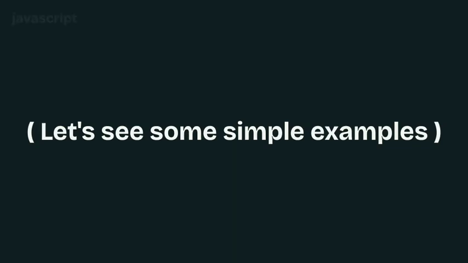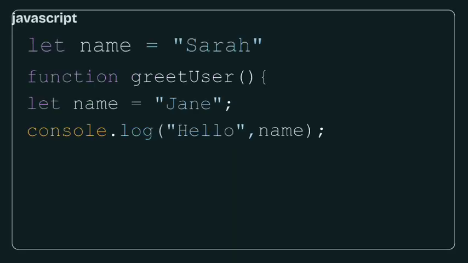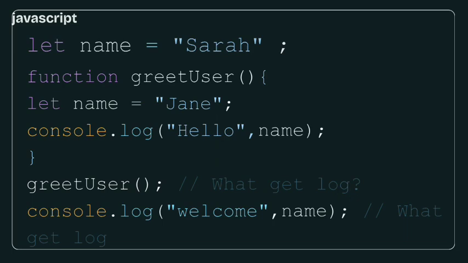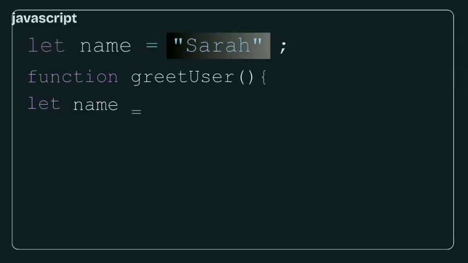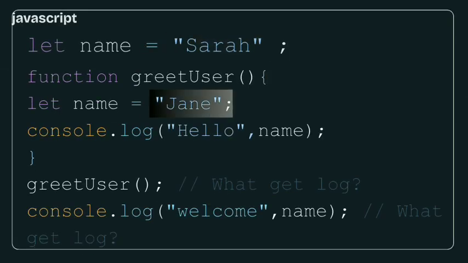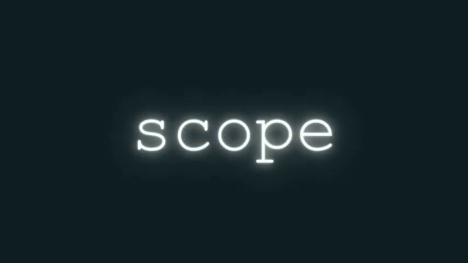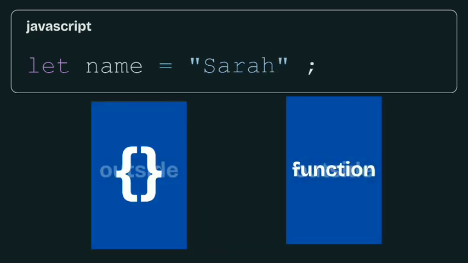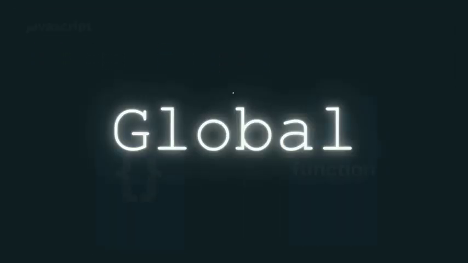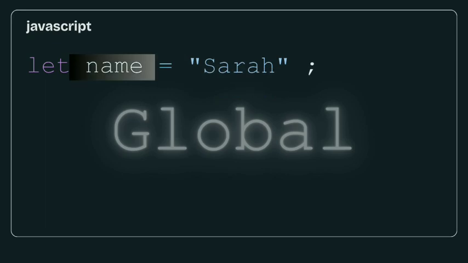Let's see some code examples. In this code, what do you think would get printed? Well, first it printed Jane and then Sarah, but why? Why do we get Sarah outside the function and Jane inside the function? This is where scope comes into play. What's really happening is, whenever we put a variable outside any block or function, like our name equals Sarah, it becomes global. It means that that variable can be used or accessed everywhere in our code.